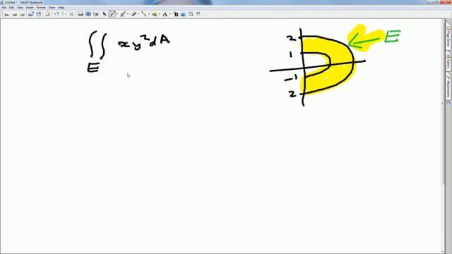This is the last one, where the region of integration is not given by limits directly, and not given by a bunch of equations, but given by a picture. And so the trick of this bit is to try to translate this picture into some sort of equation. And you can do it various ways.